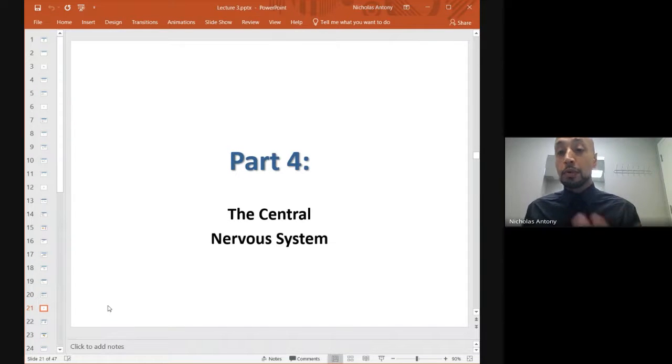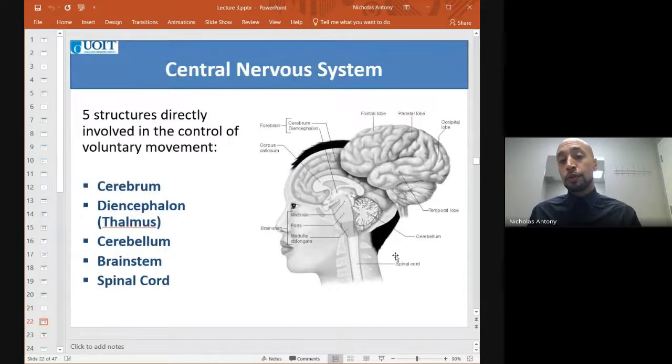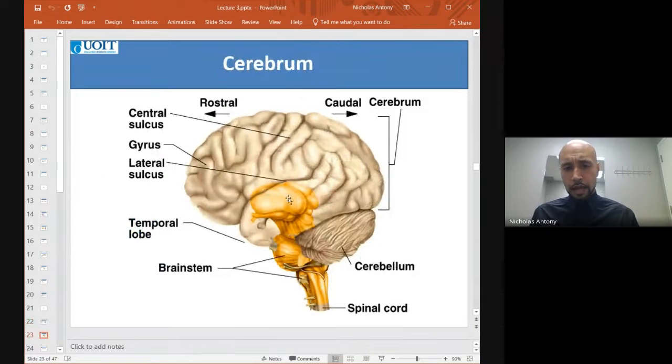Okay, so that was the peripheral nervous system. Now let's talk about the central nervous system. The central nervous system is everything that is encased in bone. So what would that include? That would include our cerebrum, our brainstem, our cerebellum, and our spinal cord. Here we have the first component, which is our cerebrum. That's what is stereotypically called our brain. This is what it looks like, the landmark anatomy or topography of the cerebrum.